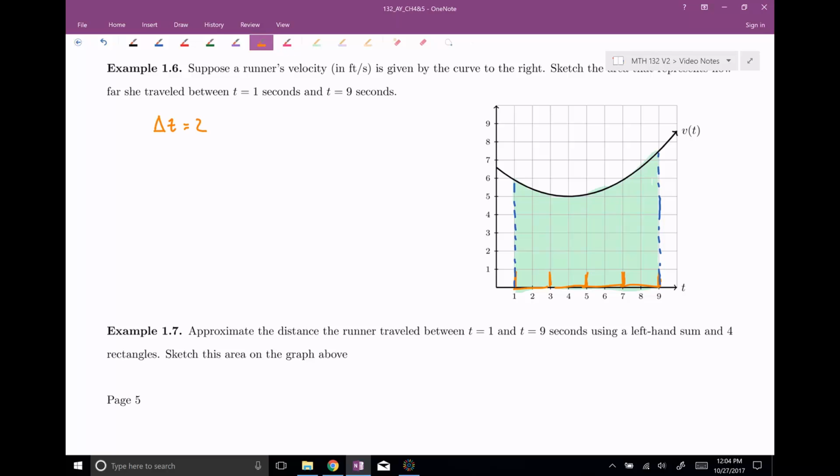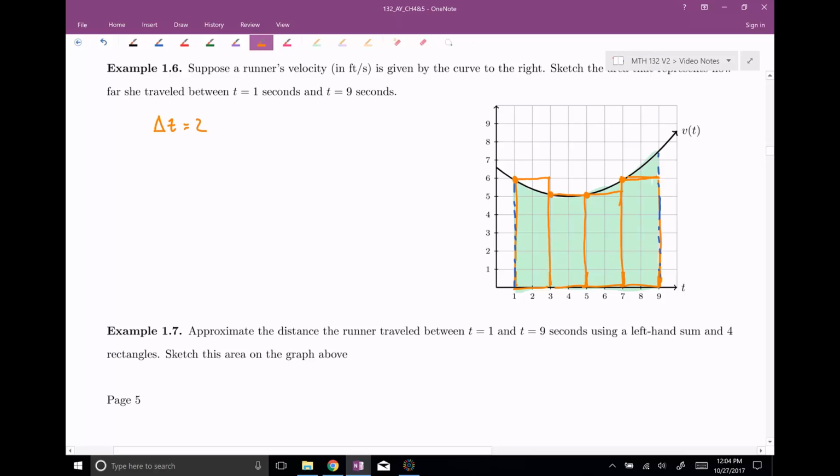So for our first rectangle, I'm going to use this left-hand point right here, so this is the height that we're going to choose. And for my second rectangle, I'm going to use this left-hand point. And for my third rectangle, I'm going to use the left-hand point. And for my fourth rectangle, I'm going to use the left-hand point.